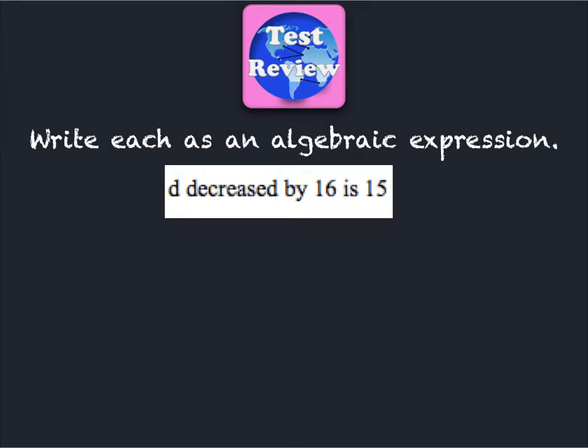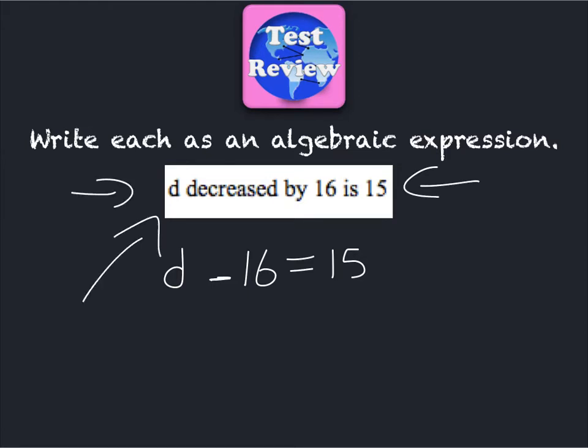Okay, so this one, write each as an algebraic expression. If any of these words confuse you, just study those keywords that we discussed a couple videos ago. So D decreased by 16 is 15. So we know that decreased is going to mean subtraction. And we are subtracting D and 16. And we know that "is" usually means equal. So that's going to be 15. D minus 16 equals 15. So if any of this confuses you, you really need to just study those keywords that we went over a couple videos ago.